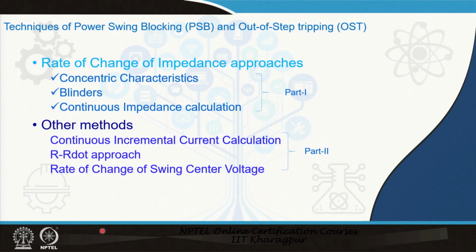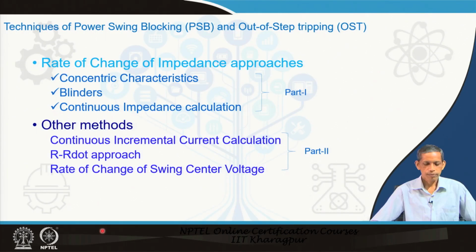In the last lecture we discussed 3 techniques based on the rate of change of impedance: concentric characteristics, blinders and continuous impedance calculation. We discussed both power swing blocking and out of step tripping, and we demonstrated examples of stable swing, unstable swing and fault, and how the relay is able to distinguish them. We will continue with more methods available in this domain which are being used in different relays.